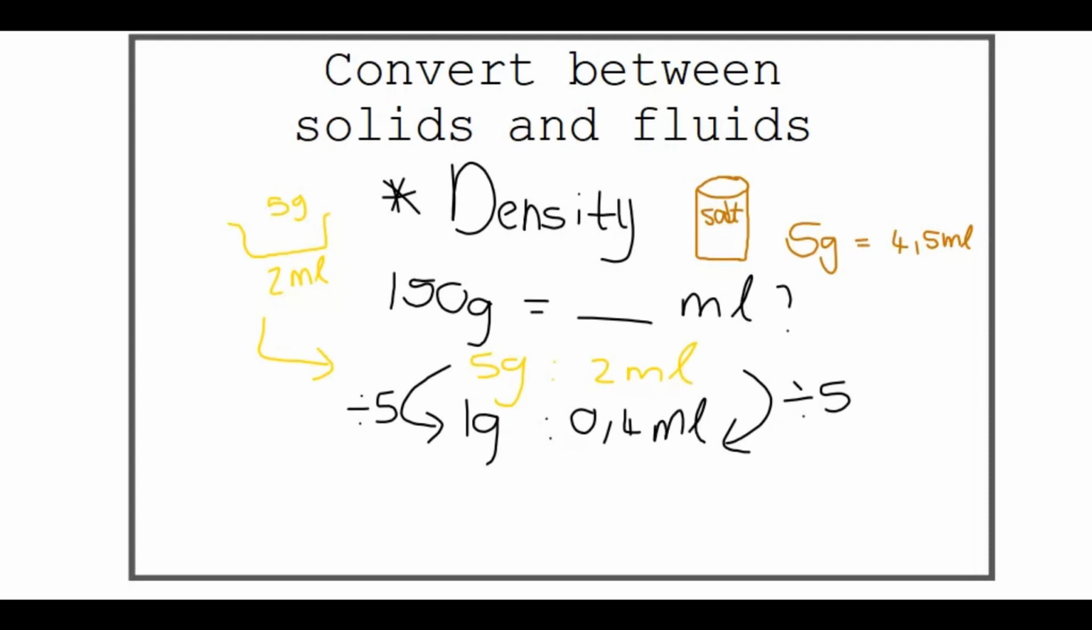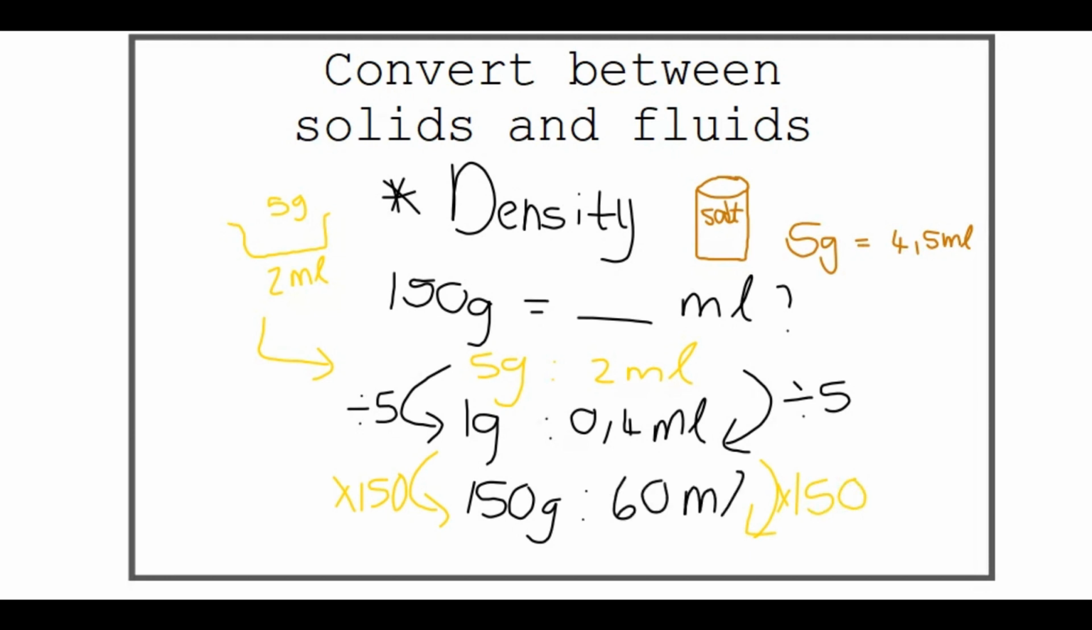Right, now I'm ready to go to 150 grams. How do I do that? From 1 to 150, it's simple. I just multiply by 150. But what I do on one side, I have to also do on the other side. So I multiply by 150. Say in your calculator 0.4 times 150, it gives you 60 milliliters. And there I have my answer. Alright, that was the question. My answer is 60 milliliters.